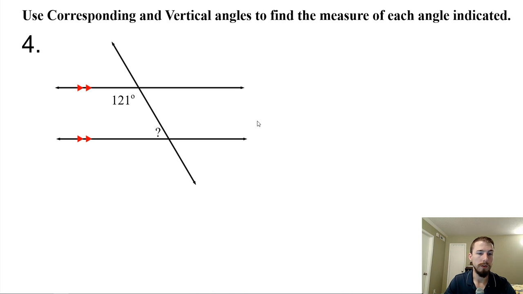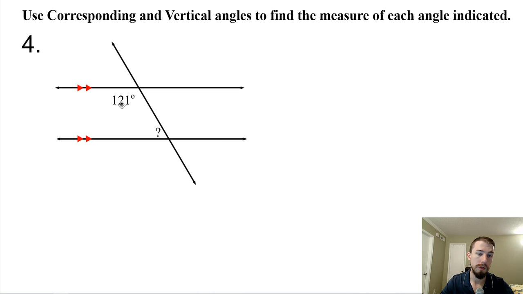Number 4, so if you get out your assignment, we want to use corresponding vertical angles to find the measure of each angle indicated. So first, we have our parallel lines marked here and our transversal cutting across. So what I want you to do, these are actually technically called same side interior angles, and they are same side supplementary, but you don't know that yet. You won't know that till next Tuesday. But instead, we can actually solve all of them using corresponding vertical angles.